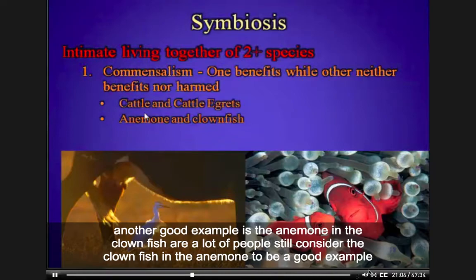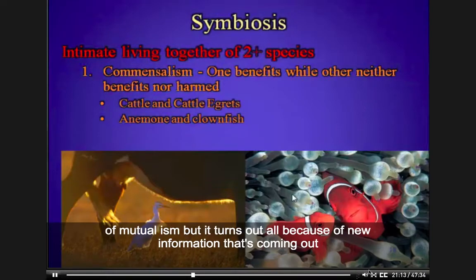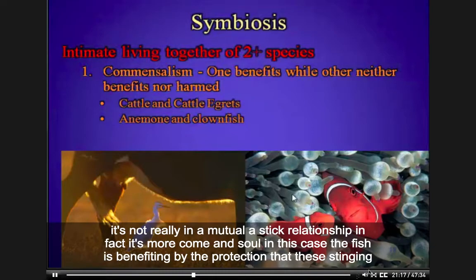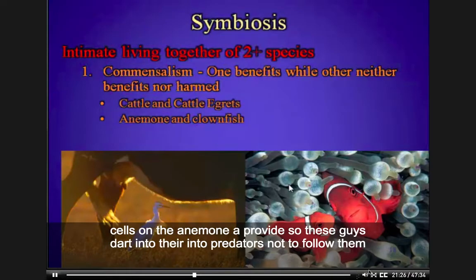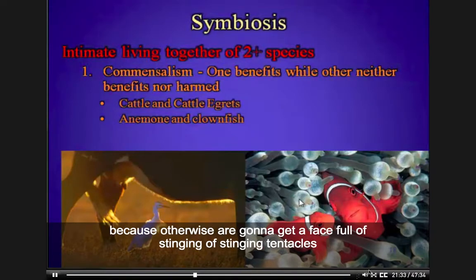And another good example is the anemone and the clownfish here. A lot of people still consider the clownfish and the anemone to be a good example of mutualism. But it turns out, because of new information that's coming out, it's not really a mutualistic relationship. In fact, it's more commensal. In this case, the fish is benefiting by the protection that these stinging cells on the anemone provide. So these guys dart into there, and a predator's not going to follow them, because otherwise they're going to get a face full of stinging tentacles.